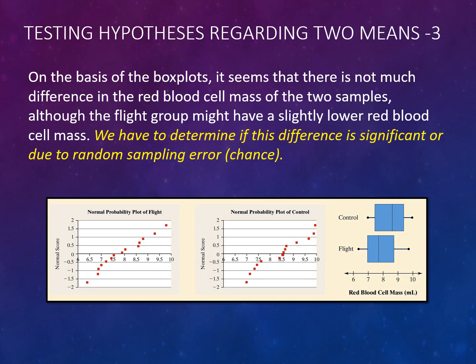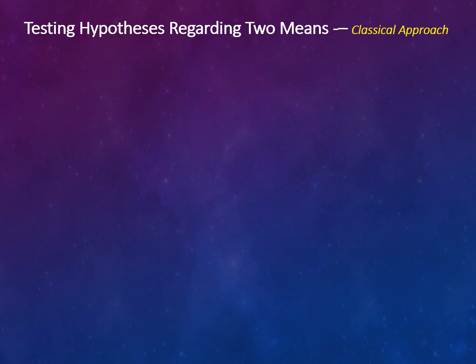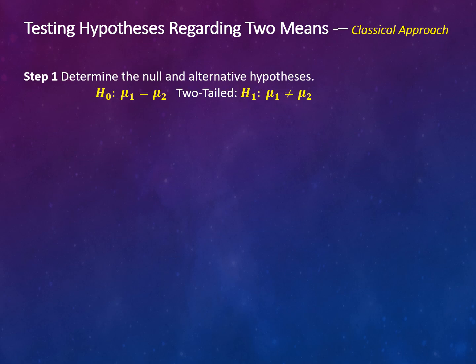So we go ahead, if we look at the box plots, it seems that there's not much difference in the red blood cell mass of the two samples, although the flight group might have a slightly lower red blood cell mass. What we have to do here is to determine if this difference is significant or due to a random sampling error, and that would be the chance or coincidence. So now that we've validated the data, we can go ahead and do our analysis using the classical approach.